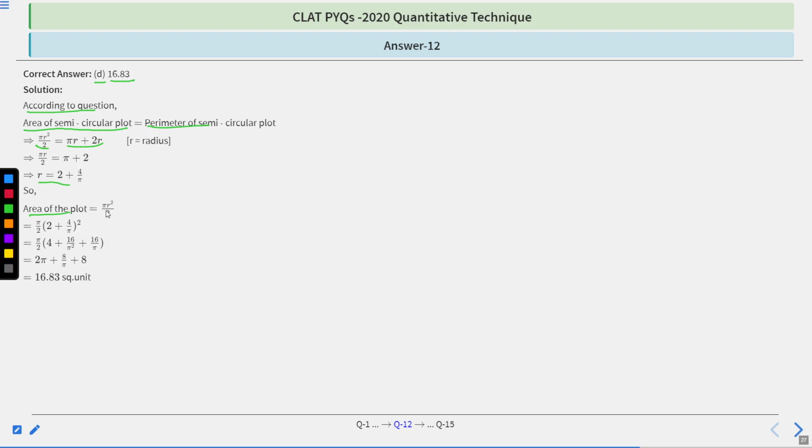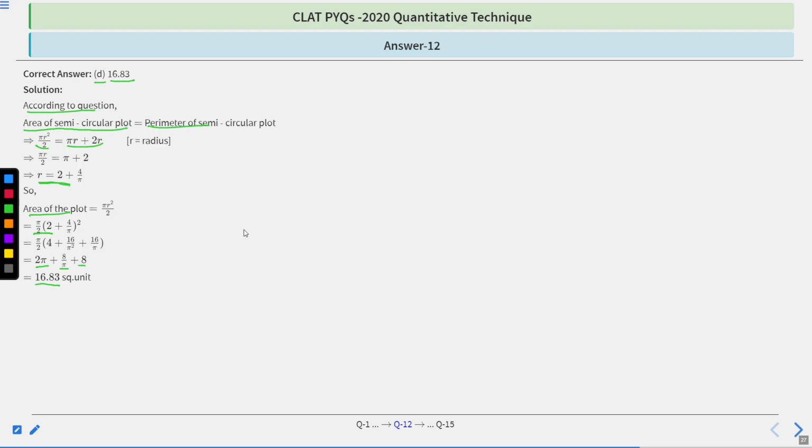Now, area of the plot is equal to pi r square by 2. This means we can substitute the r value here. You will have pi by 2 multiplied by 2 plus 4 by pi, whole square. After opening the square and rearranging your terms, you will have 2 pi plus 8 by pi plus 8. This gives you 16.83 square units.